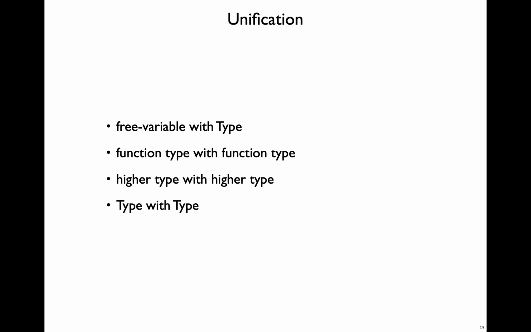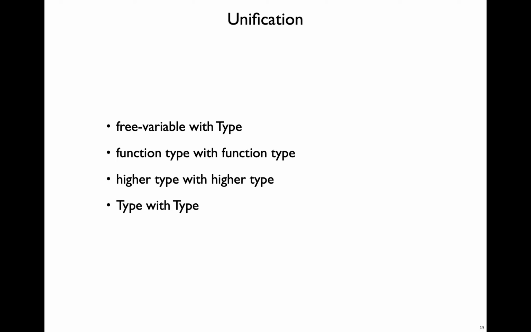First, unify free variable with type, or unify type with free variable. In this situation, an unbound free variable can unify with anything. We only need that as a type. Or a bound free variable can unify with an unbound free variable, or a bound free variable that is bound to the same thing, or the bound itself.